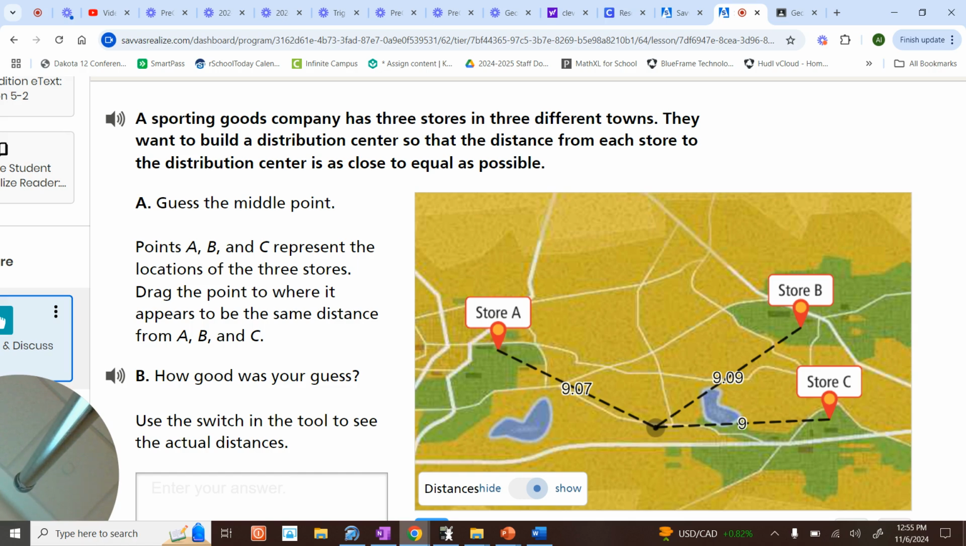Now, that's an equal distance away, not right in the center of each of them. Okay? They said as equal as possible. So that's the same distance from each of the stores. Now, if I wanted to be in the center, that wouldn't be the perpendicular bisectors. That would be the angle bisectors.